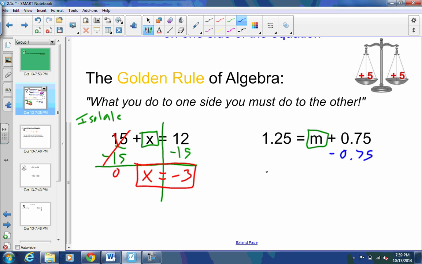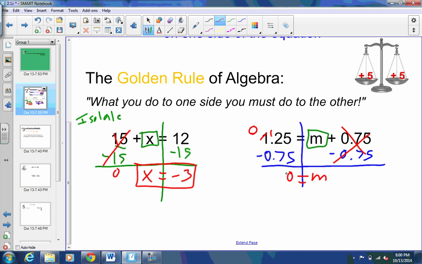But remember that golden rule. What you do to one side, you must do to the other side to keep it balanced. So let's subtract 0.75. Again, the nice thing is this cancels out. That's 0, so it's nothing. You have m equals... 12 minus 7 is 5, 0.5.